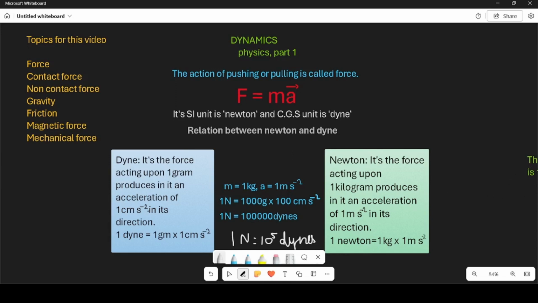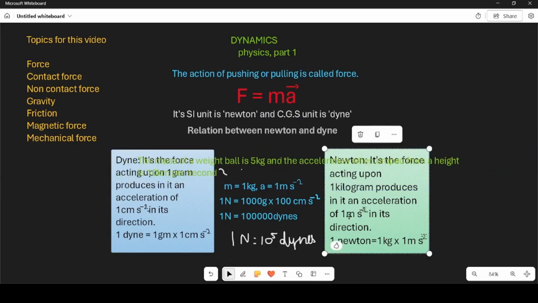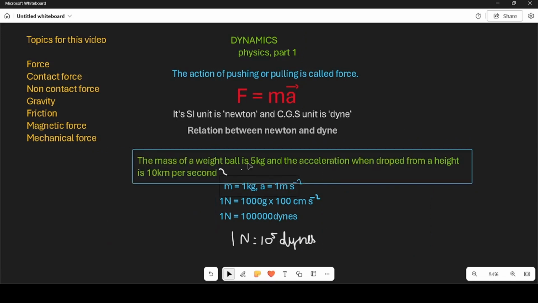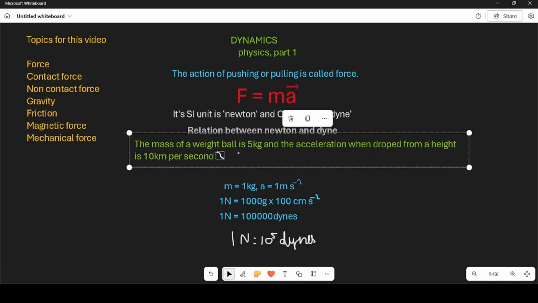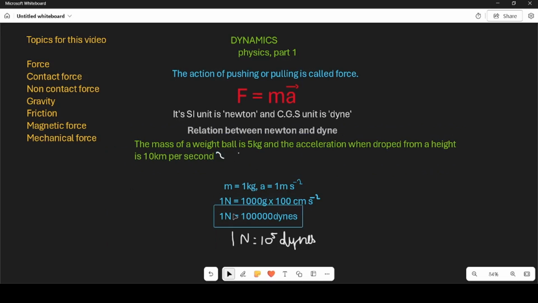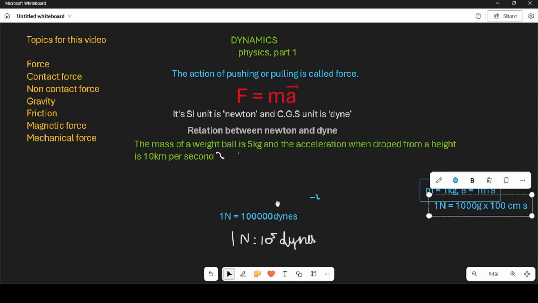Now I'm going to add an extra question to the question we have solved before. This time we are going to convert the answer we got into dynes. So let's take a look at how we're going to do that.